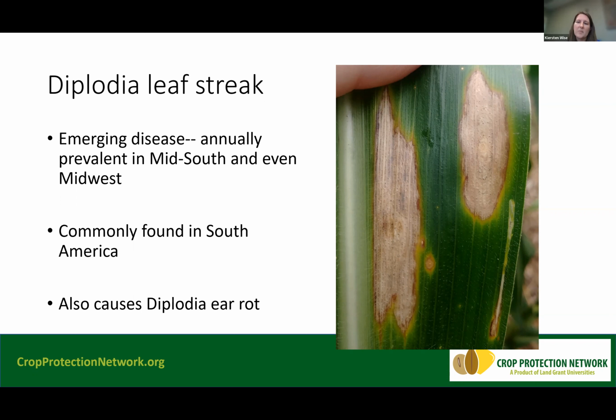But the interesting thing about this is that the fungus that causes Diplodia leaf streak can also cause Diplodia ear rot. It's a different fungus than the one we typically think of as causing Diplodia ear rot. This means there's just more out there to cause foliar disease, and also the ear rot phase, which does have some impact on yield and could potentially cause issues with grain quality as well. So this is one we're keeping a really close eye on, to see how it's emerging and if or when it's going to cause yield loss and impact problems.